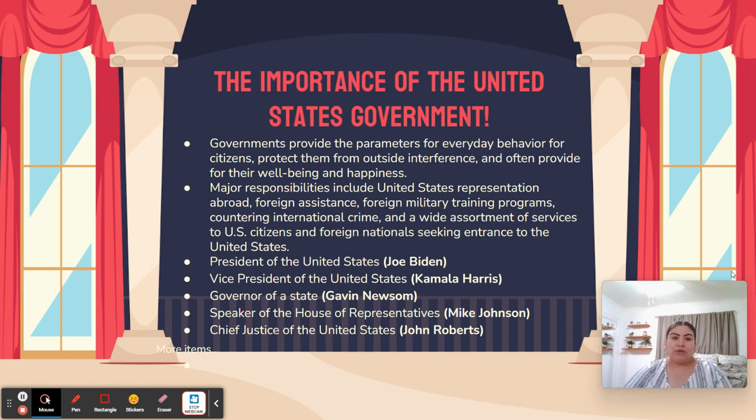And we would just talk about the major responsibilities of the United States government, which is to represent us abroad and foreign assistance, foreign military trainings, and etc. And then we will talk about some jobs of the government, such as President of the United States, the Vice President of the United States, a governor of a state. So for us would be Gavin Newsom since we're in California, Speaker of the House of Representatives, and the Chief Justice of the United States.